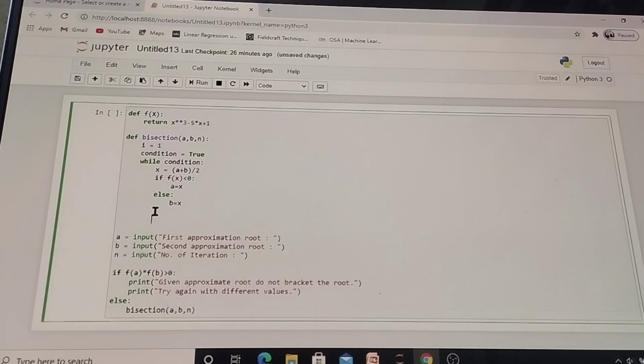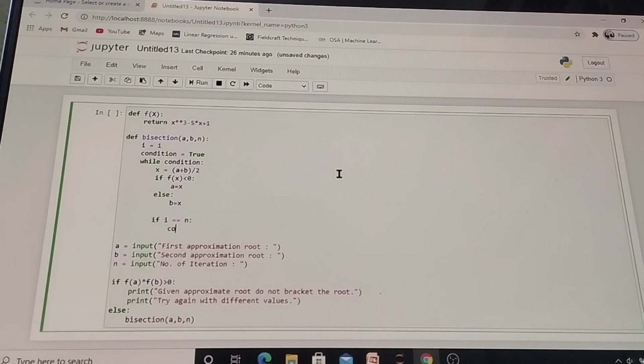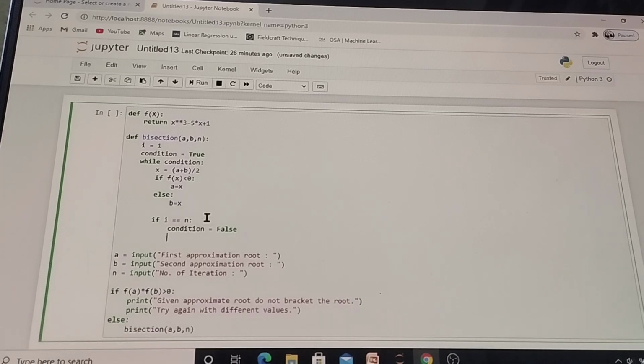Okay, and here, if i is equals to n, a comparative statement, i is equals to n, then what? Then condition should be taken as false. Okay, that means we are done with our number of iterations, right? If condition is false, then when it goes for the loop execution again, the condition will be false, so there will be no execution. So up to n number of iterations only we will have the executions. Okay, so if i is equals to n, then the iteration will be stopped.